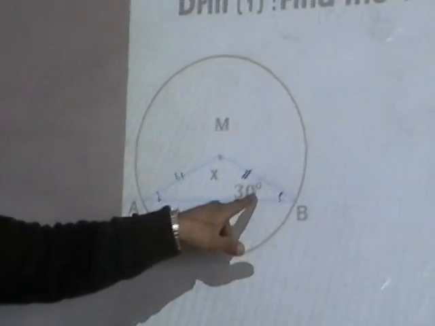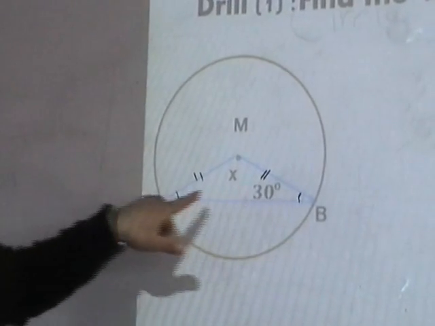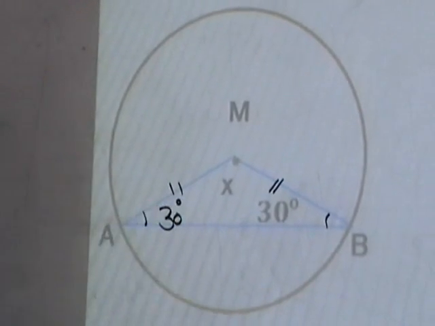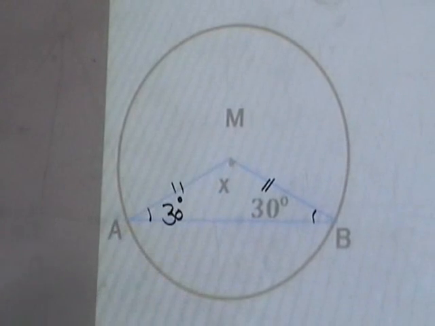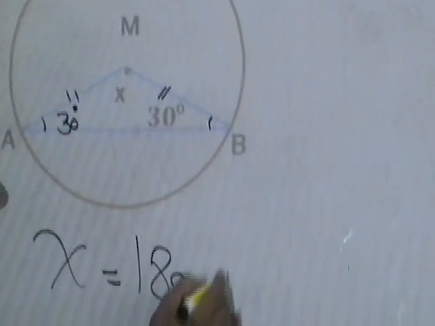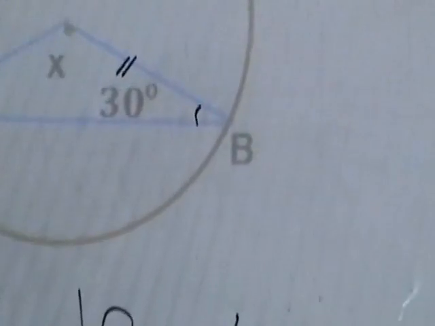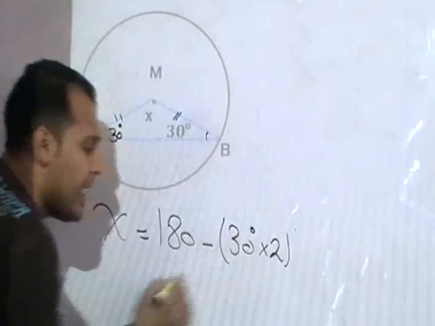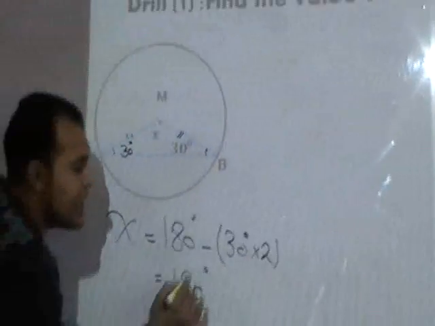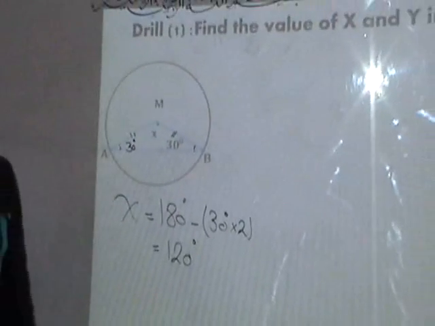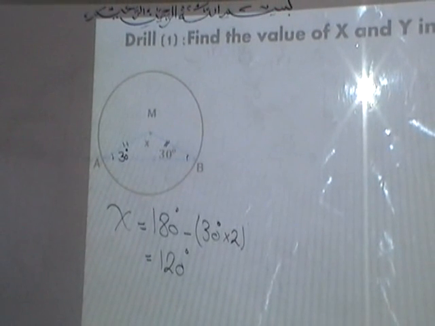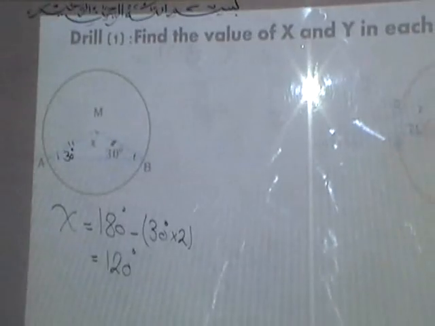So we can say that if the measure of angle B equals 30 degrees, then the measure of angle A will be 30 degrees also. To get the value of x, x will be 180 minus 30 times 2, and this will be equal to 120 degrees. So the value of x is 120 degrees. Let's move to another example or exercise.